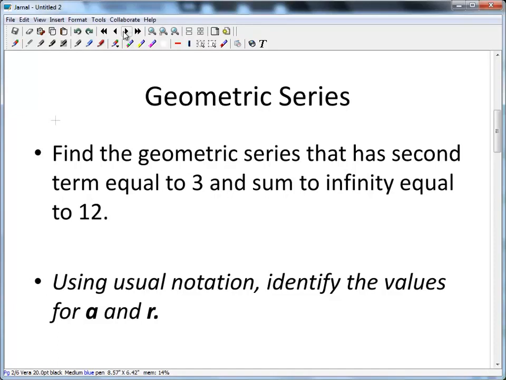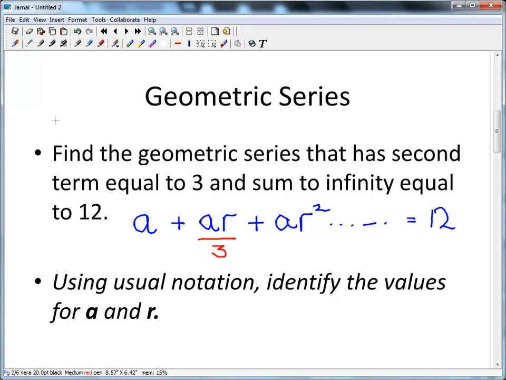Essentially what we're asked to do here is, using the usual notation, identify the values for a and r. Two things we are told: the second value is equal to 3. Let's make a quick note of that. The series works out like this: a plus ar plus ar squared, and so on, is equal to 12. And we are also told that this term here is equal to 3.